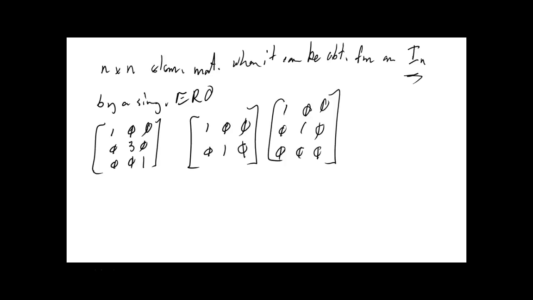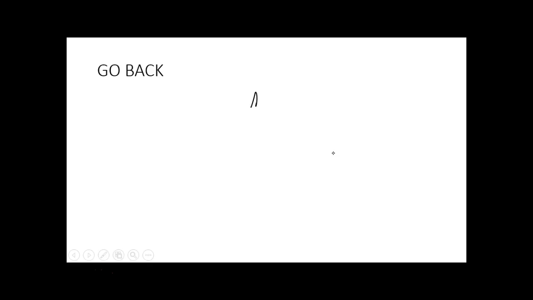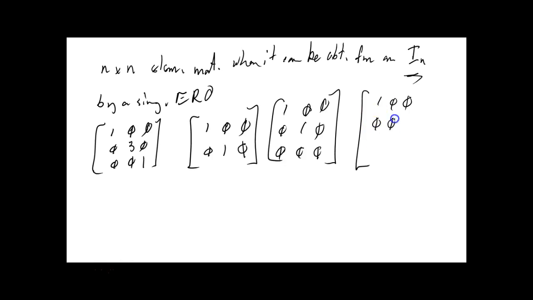Let's do D. D is this one. 1, 0, 0, 0, 0, 0, 0, 1, and 0, 1, 0. Is that an elementary matrix? Why? What do you do? You switch the bottom two rows, yes, exactly. That's an elementary row operation: exchange two rows, multiply by a constant. Good deal. So that is an elementary matrix.